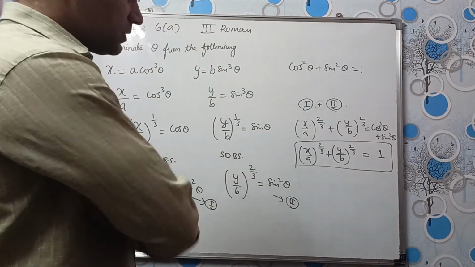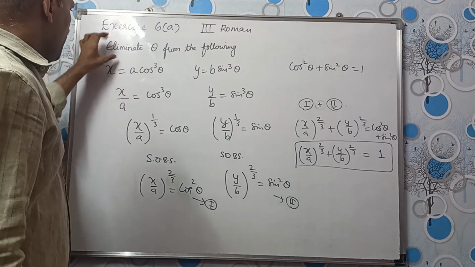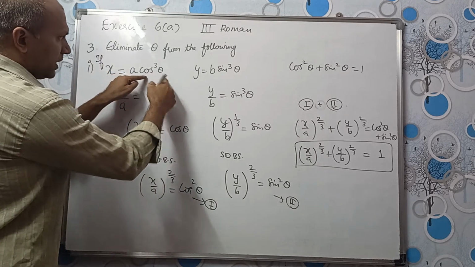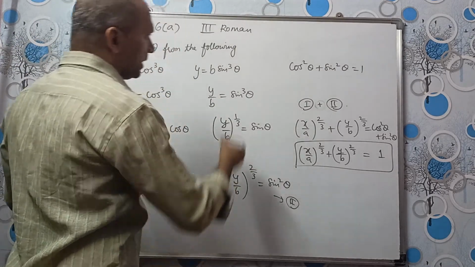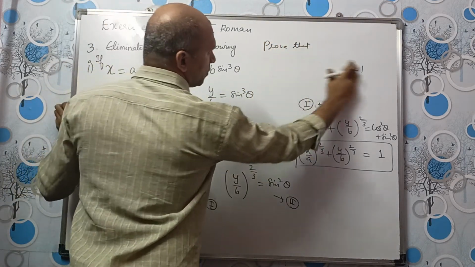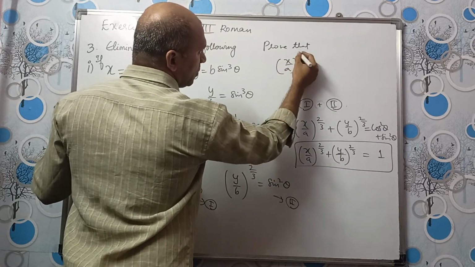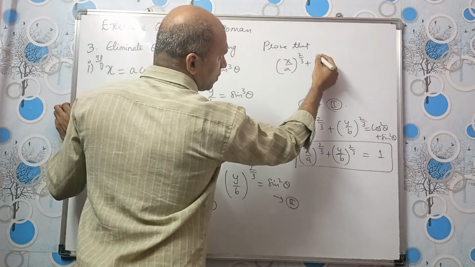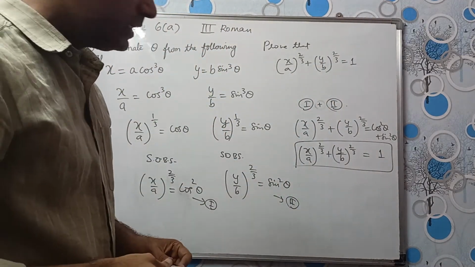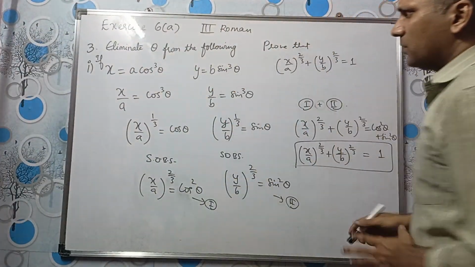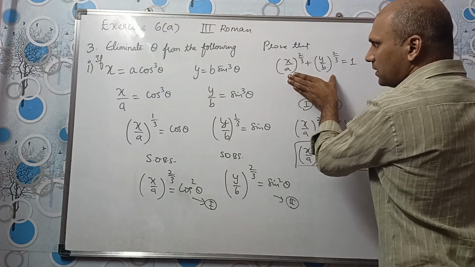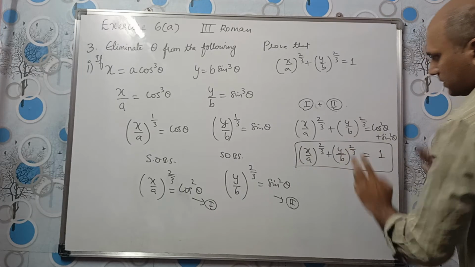Okay. In some books, the same question is given in this form. It will be given that if x = a cos^3 theta and y = b sin^3 theta, prove that (x/a)^(2/3) + (y/b)^(2/3) = 1. Same thing. So the question will be slightly different. He'll ask you to prove this. Here what we did, we got this.